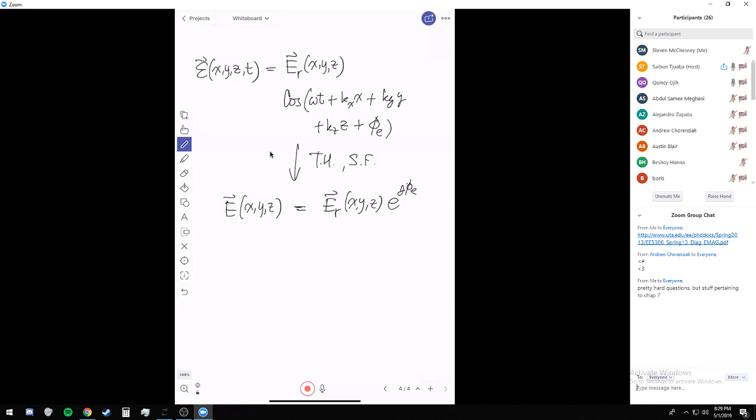Hopefully you still remember how we get to this point, right? Any question about that? So this is what we call the time harmonic form, or complex vector phasor form. This is not the simplest one. Oh, there's one more term I forgot. This part over here.